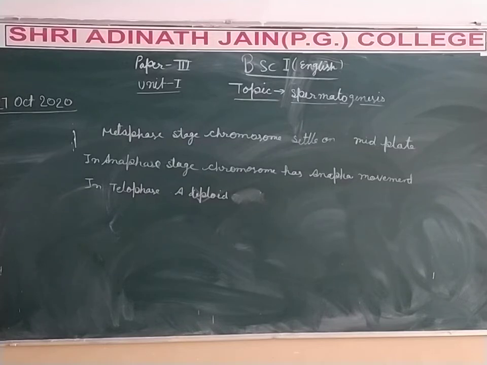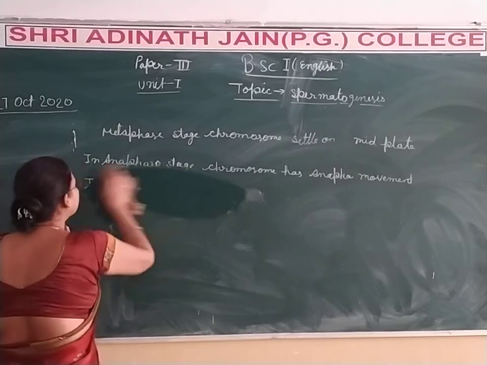After that there is cytoplasmic division, and due to this division, two haploid secondary spermatocytes are formed.